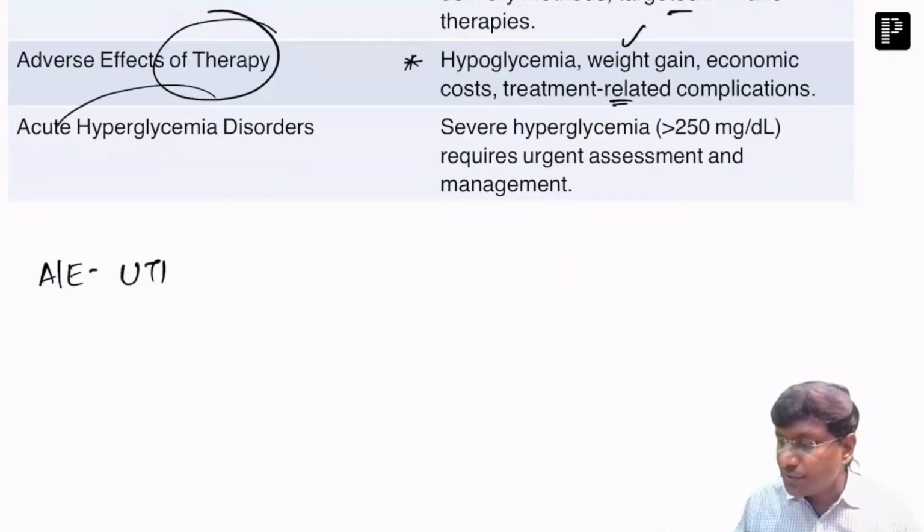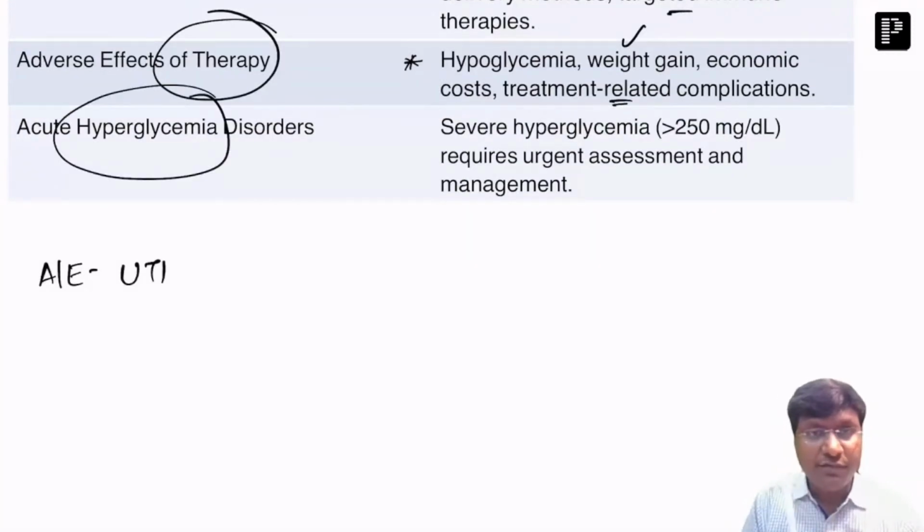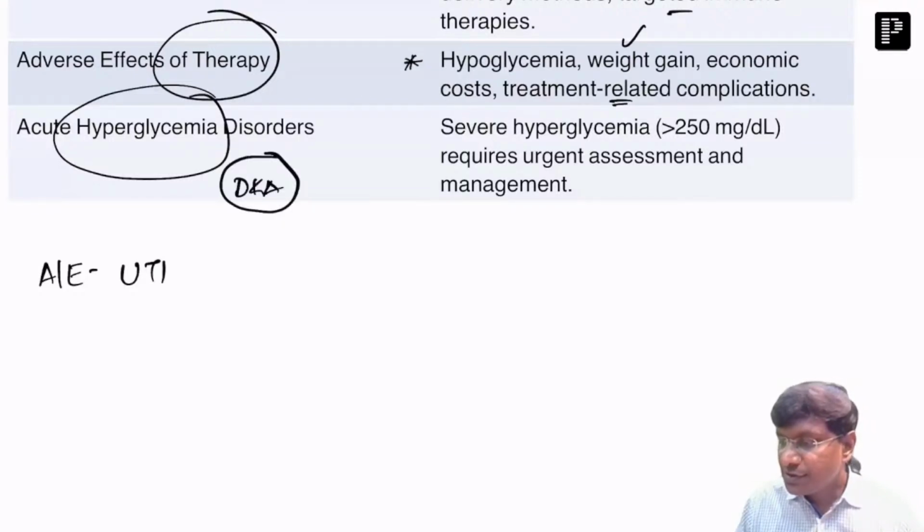Now you take acute hyperglycemic disorders. One of the very important acute hyperglycemic disorders is diabetic ketoacidosis. In case of diabetic ketoacidosis, how much will the blood glucose be to call it DKA?